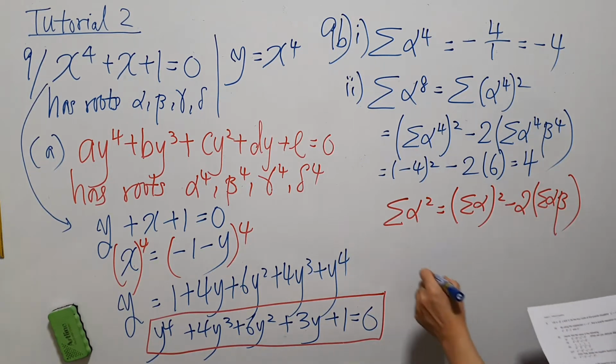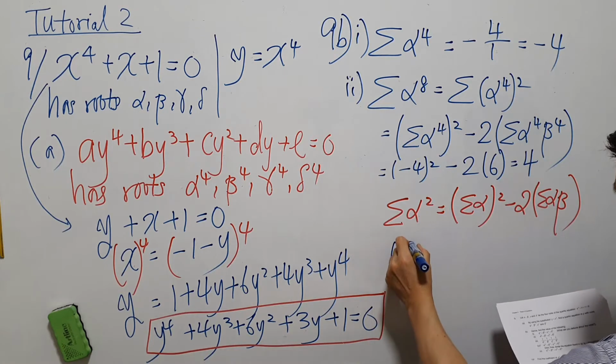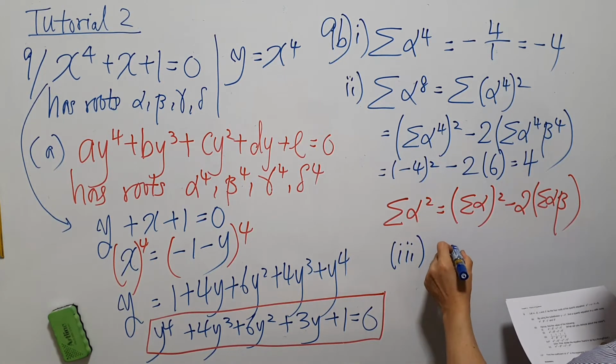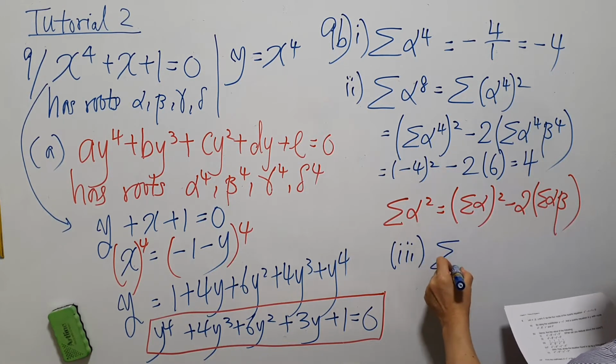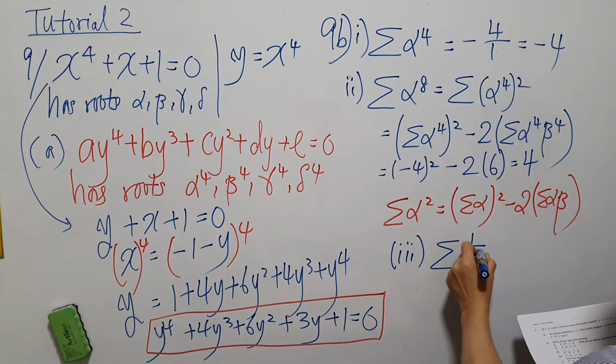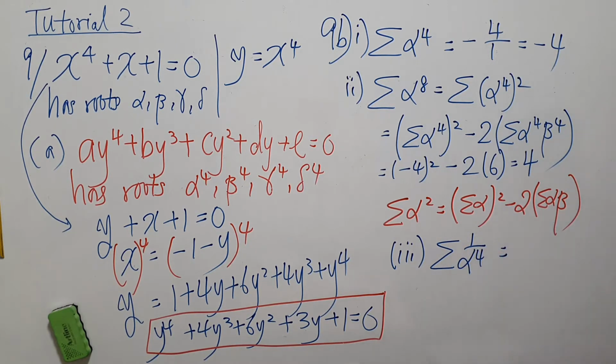Now for number 9 part 3. To find the summation of 1 over alpha to the power 4. To find the sum of the reciprocal, remember, it's always negative of the second last over the last. This is part 3.